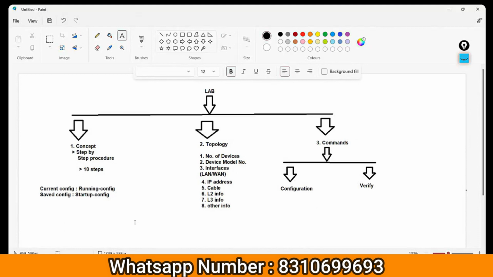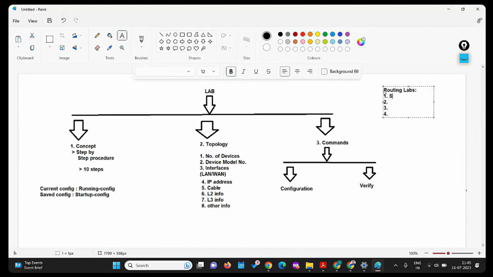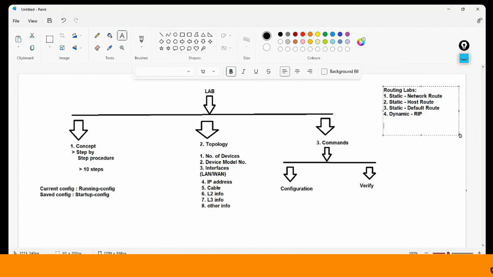Okay? Yes, sir. So now what concept are we going to study today? Our concept is routing. Let me write down today's topics. Okay? Routing concepts. Routing labs you are going to do. So what are the concepts? The concepts are 1, 2, 3, 4. Today we are going to do 4. What are they? Static. The second concept, the second lab. Today I am going to teach you these 4 concepts. Okay? Okay, sir. So this is today's concept.